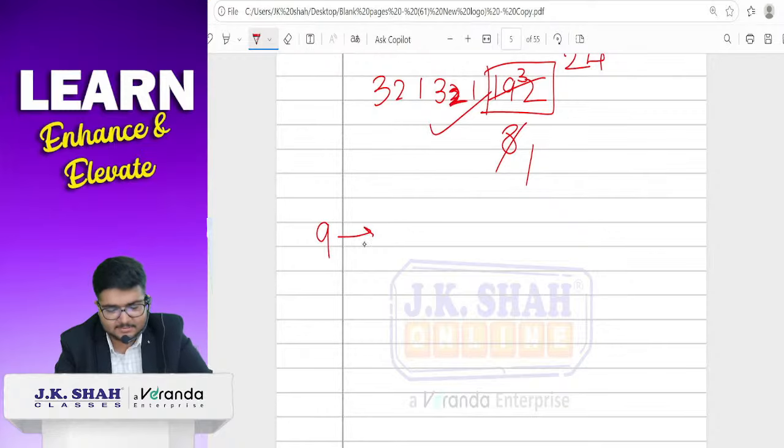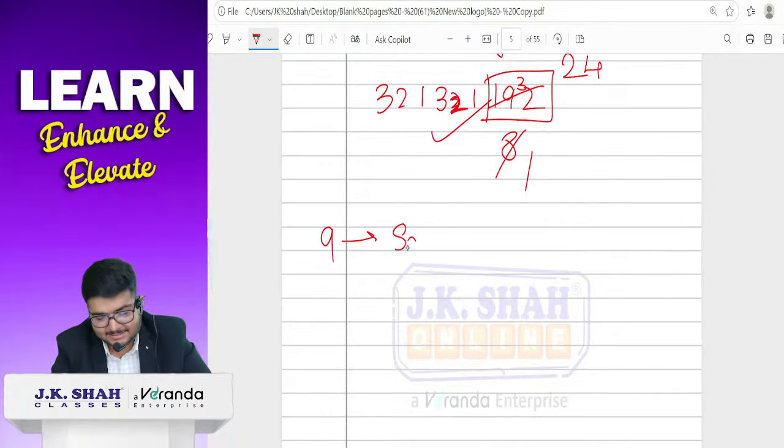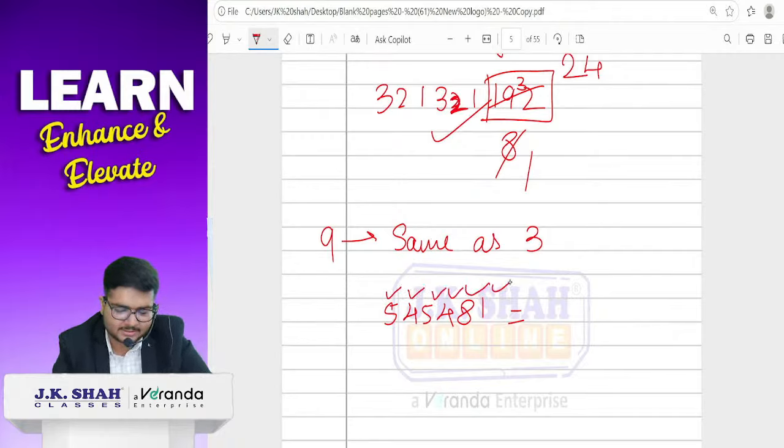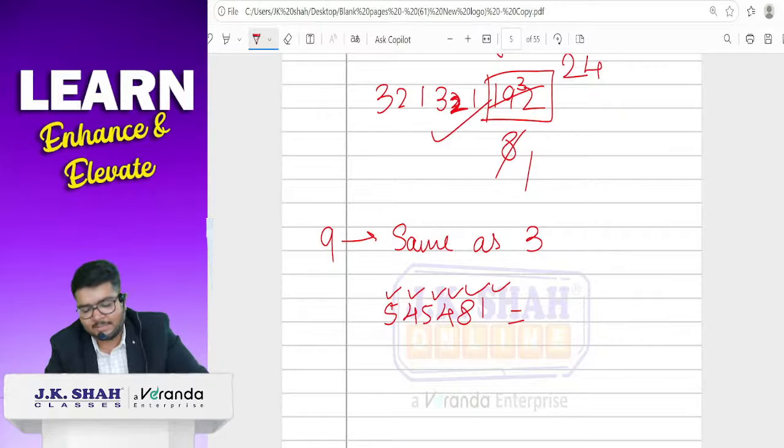Sir, what about divisibility of 9? This is the same as 3. For example, 545481. You have to add all the digits. Let us add all the digits: 5 4 5 4 8 1. The addition of all the digits is 27.